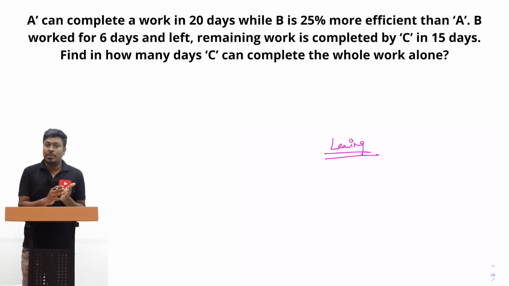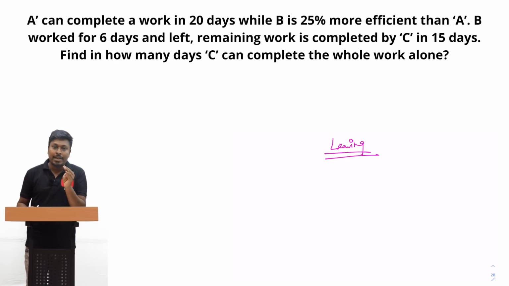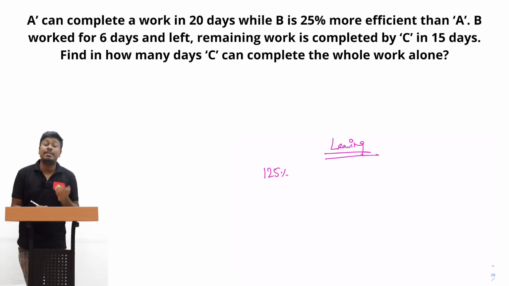If it is leaving or joining, I have told you one important formula. The numerator is how many days he worked, divided by in how many days he can complete the work. So the denominator will be the total capacity and the numerator will be the work that was done by the person. Got it? Here you can see A can complete a piece of work in 20 days. But B is 25% more efficient than A. So 25% more will be 125% efficiency. Yes or no? When compared to A, B is 25% more efficient. If he is more efficient, then he can complete a piece of work in fewer days.